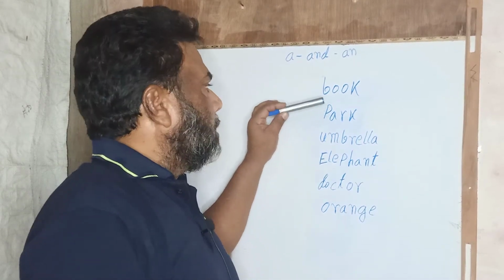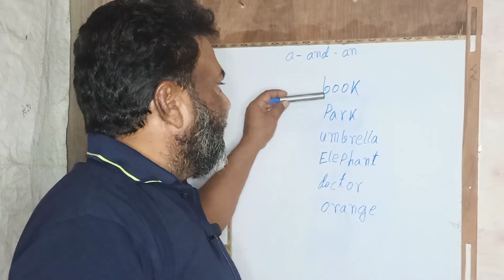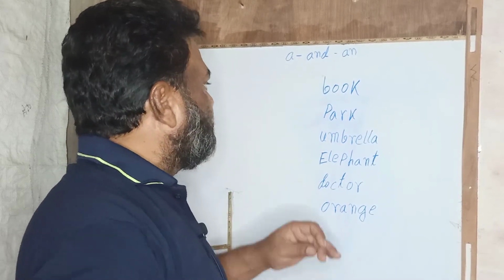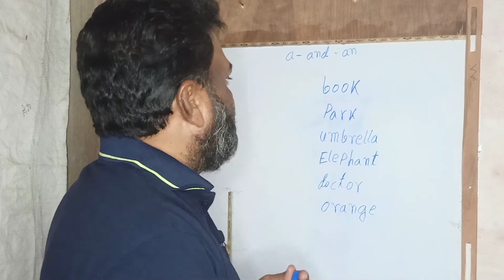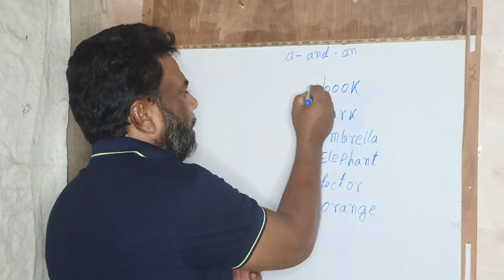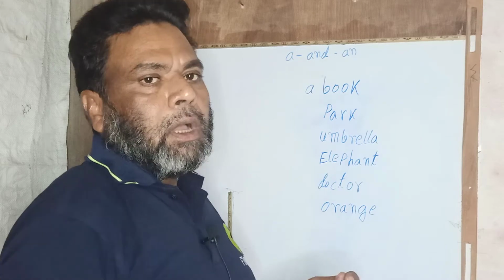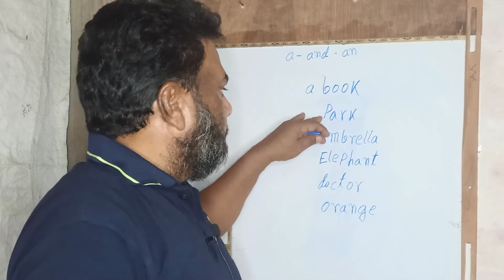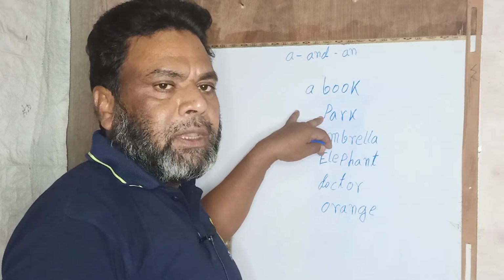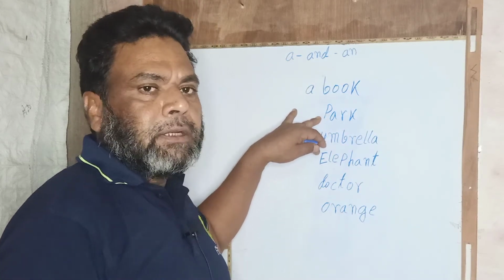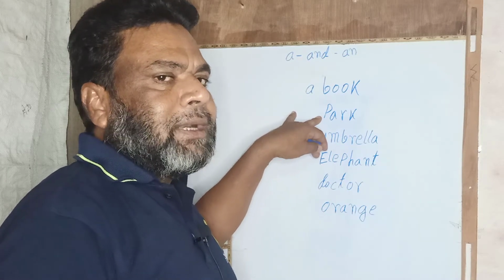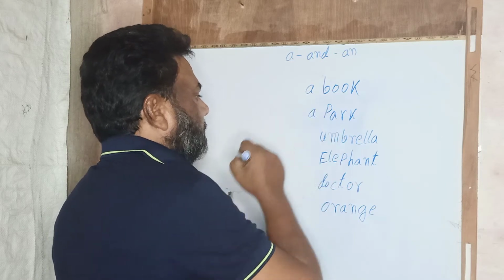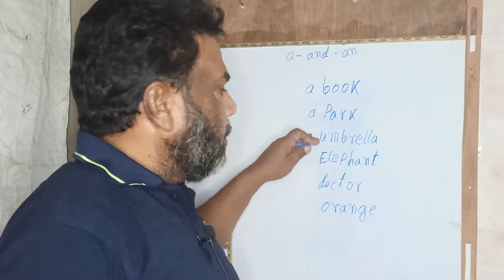Book starts with the letter B. B is a consonant. So we must use a book, a book. Park starts with the letter P, which is also a consonant. So we use a park, a park. What about umbrella?